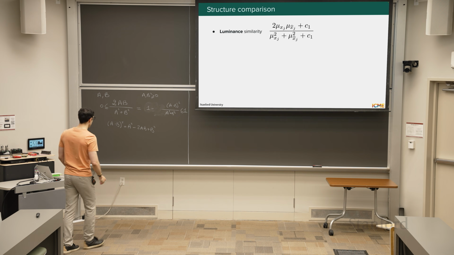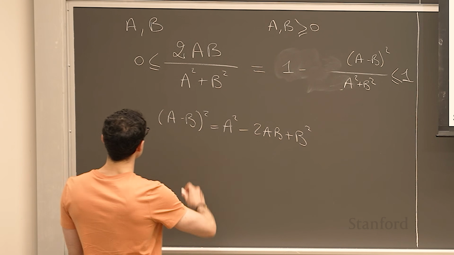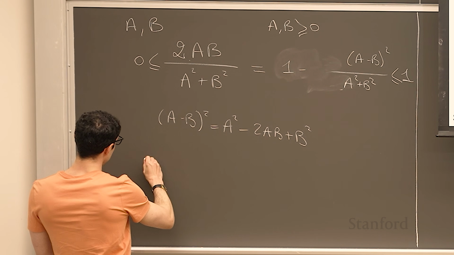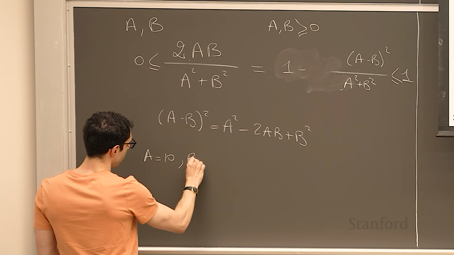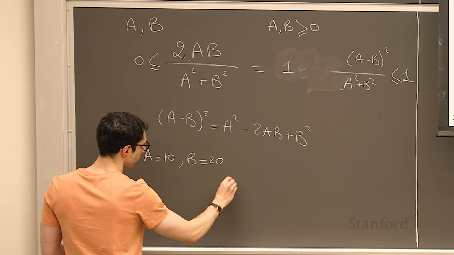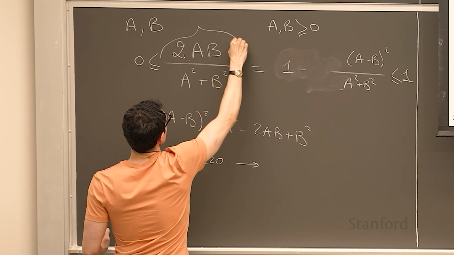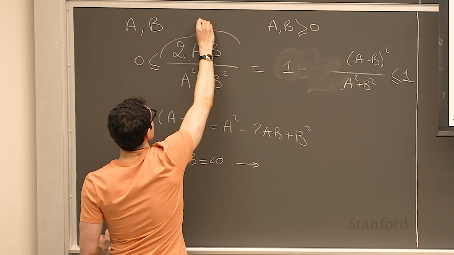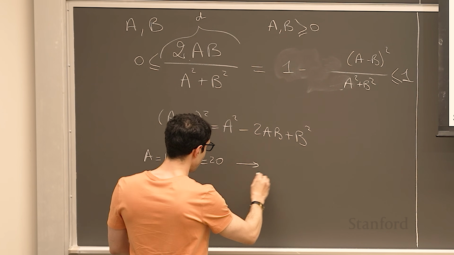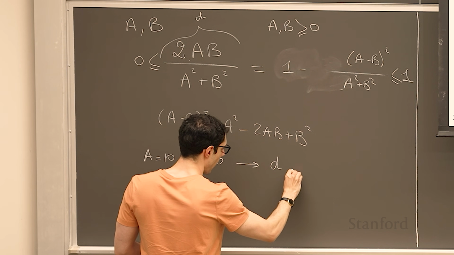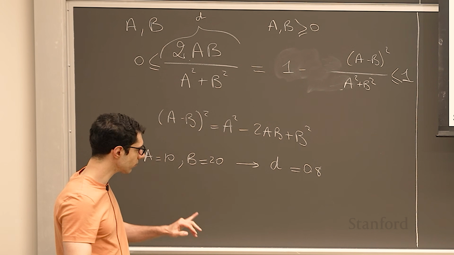So I'm going to illustrate it with an example. So if, let's say, a is equal to 10 and b is equal to 20, then let's say that quantity, let's say d for dice coefficient, will be, I think, equal to 0.8 if you compute it.